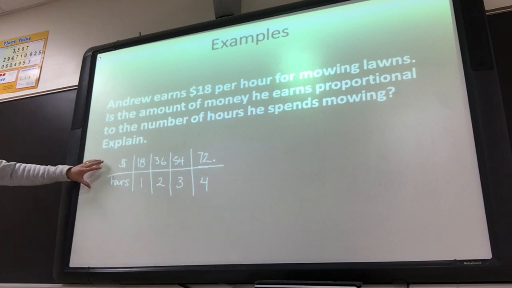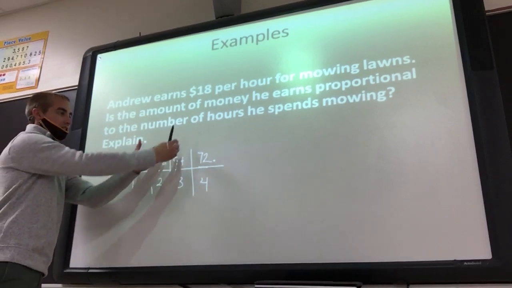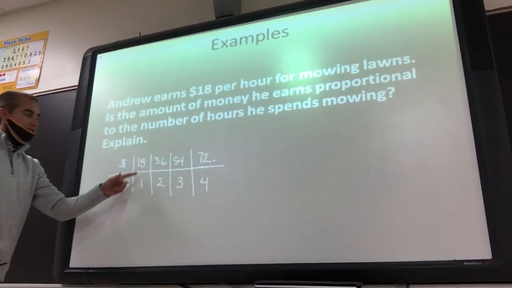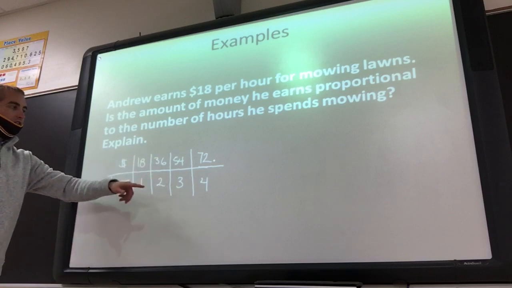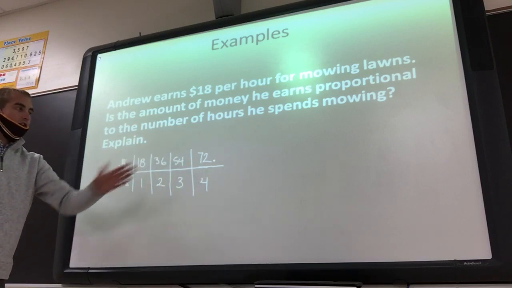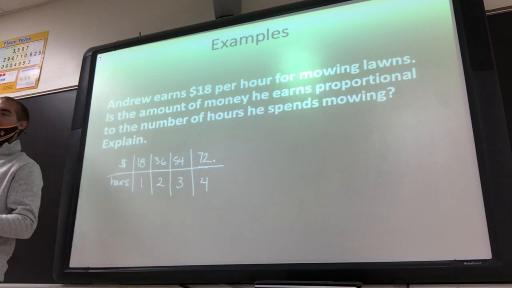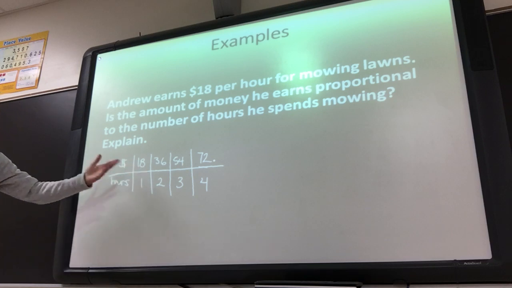So the reason why I like to write it as a table is because every one of these sections is a different ratio. 18 to 1, 36 to 2, 54 to 3, 72 to 4. Those are all different ratios. To find a unit rate, what operation do we do? Let's think back, way before fall break. What operation do we use to find unit rates? You divide. So we would do 18 divided by 1.